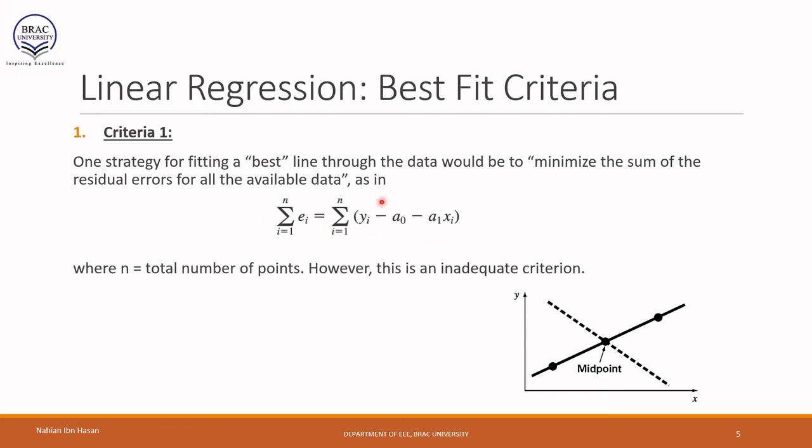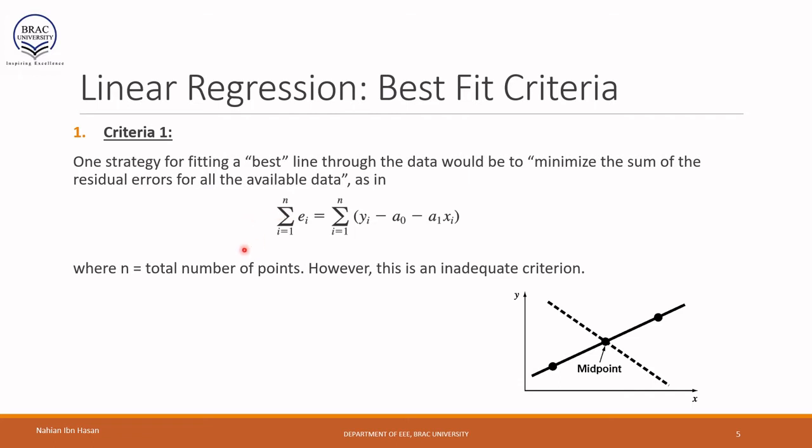So if we sum over all of these error terms from i equal to 1 to n, there are n points on the x-axis, so we can sum all the error terms. So this is the summation of all the errors. If we can somehow minimize this summation of errors, that would be a good practice to minimize the error terms. So we sum over all of the error terms at each of the points, and then we try to minimize this error. So this is criteria 1, where we sum over the errors.